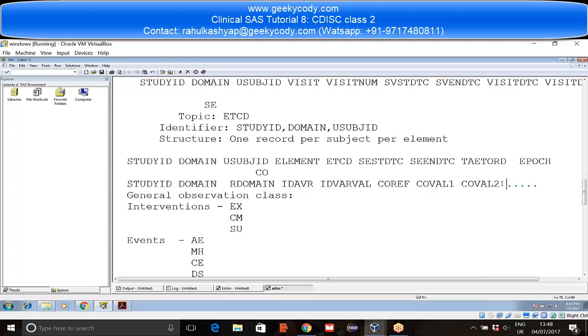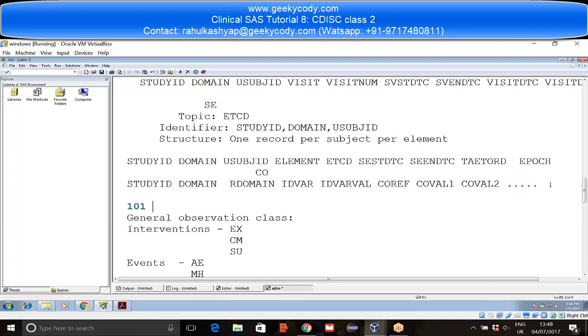Now what is this? STUDYID, DOMAIN, you know. RDOMAIN, what is an RDOMAIN? In the comment, we will write the study ID, some study ID like SCL002. This is the study ID. Here the domain name will always be the CO domain, right? And from which domain they are taking the comment, how do you know that? RDOMAIN is nothing but the related domain.